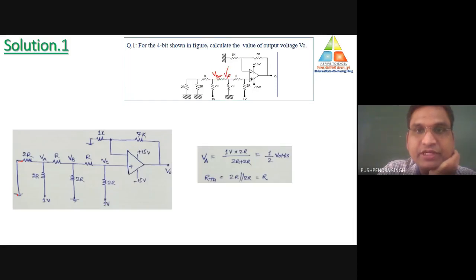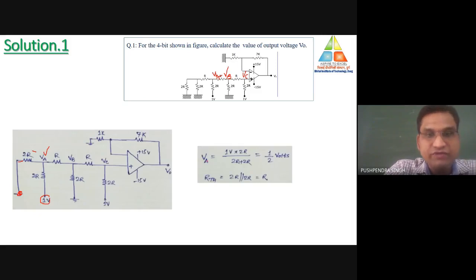This one is VB and this one is VC. So 2R and 2R again. For that, first of all, we need to calculate the value of this VA. How to calculate VA? Due to this terminal, the total effect is equal to 0. That means the effect on VA will be only due to this 1 volt voltage source.